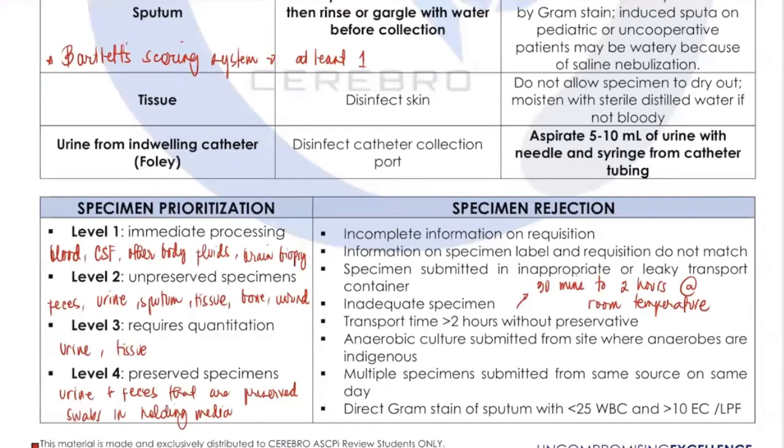Okay, next is anaerobic culture submitted from site where anaerobes are indigenous, multiple specimens submitted from same source on same day, and direct gram stain of sputum of greater than 25 of less than 25 WBC and greater than 10 epithelial cells per LPF. Kasi guys, pag konti yung WBC and marami yung kanyang epithelial cells, that means that the specimen is mainly saliva lang, no? So that is also a reason for specimen rejection.